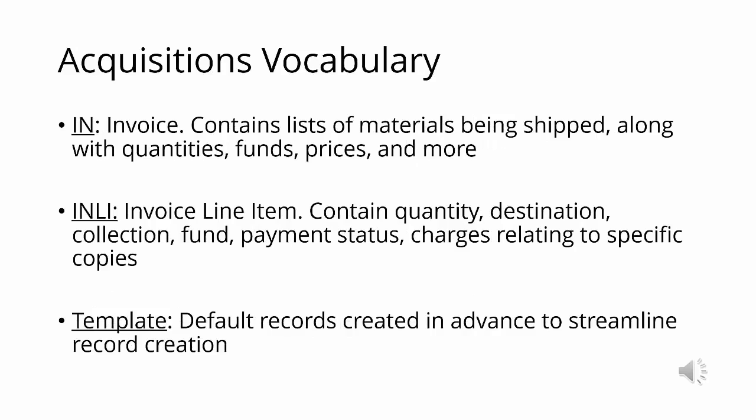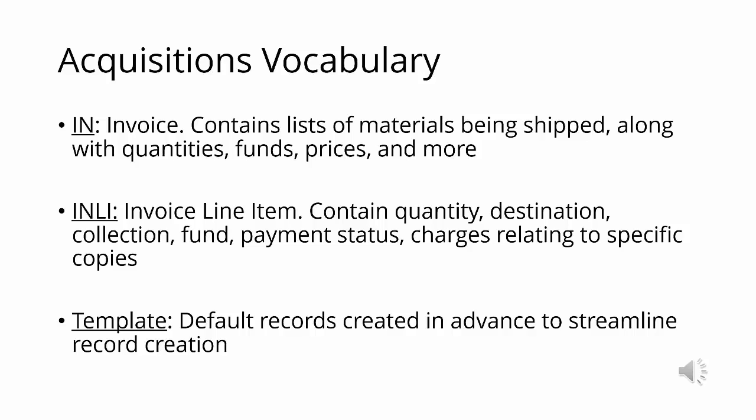An invoice contains itemized lists of the materials that are being shipped to the library. It includes titles, quantities, funds, prices, and other applicable charges relating to the items being shipped. Invoice charges are deducted from a fund when an invoice is paid. Invoice line items contain information about specific titles that are being shipped. Invoice line item segments contain the quantity, destination, collection, fund, fiscal year, payment status, and charges relating to specific copies of a title.